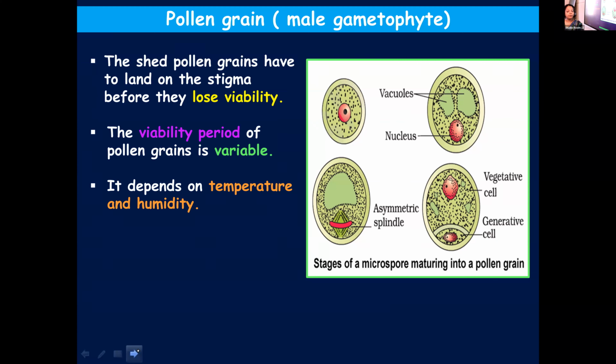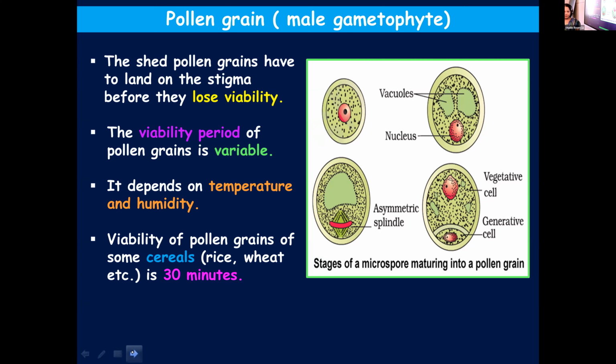So for the germination of pollen to form pollen tubes, some factors are essential. Temperature and humidity decide the viability of a pollen grain. The viability of pollen grains in certain cereals like rice and wheat is just 30 minutes. Within 30 minutes, it should land on the stigma. Otherwise, it won't be able to germinate and carry out pollination, and it cannot result in fertilization.